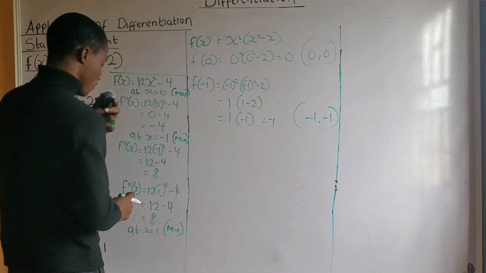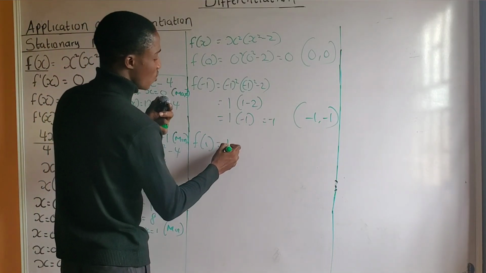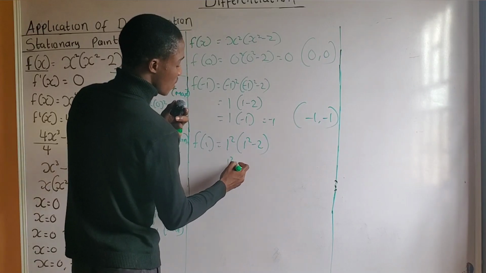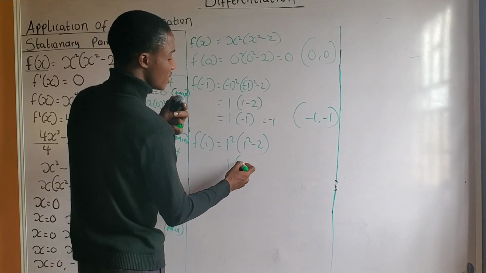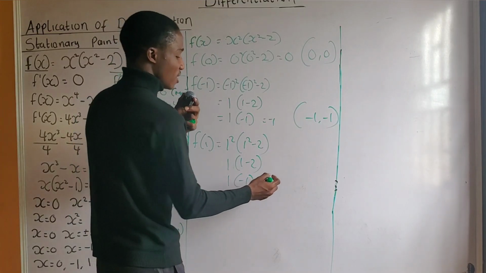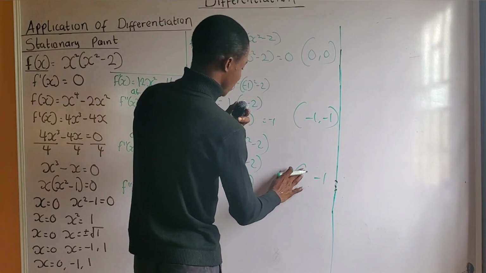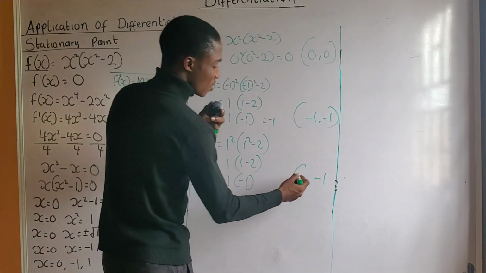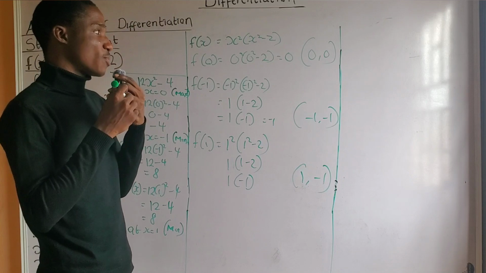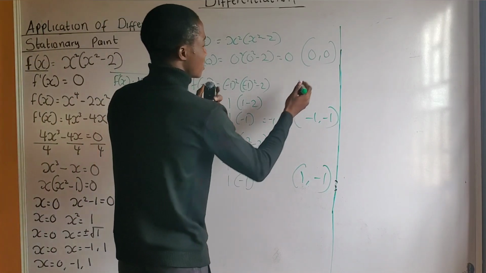Now, what of when x is 1? f of 1 will be 1 squared multiplied by 1 squared minus 2. 1 squared is 1. 1 minus 2 is negative 1. 1 multiplied by negative 1 is negative 1. X is 1 now, so I have 1 comma negative 1. That is the third point. Don't forget that at x equals 0, that is maximum.